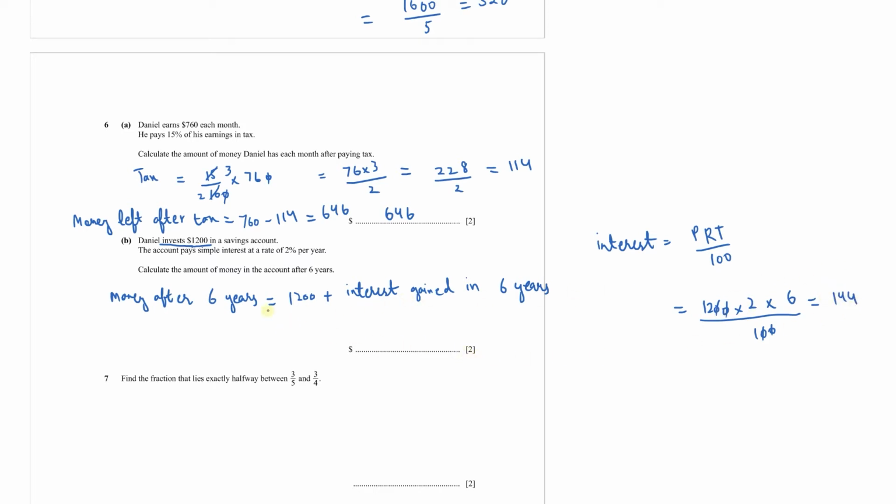So now you can substitute the value here. So your money after 6 years is 1,200 plus 144, which is equal to $1,344. So $1,344.